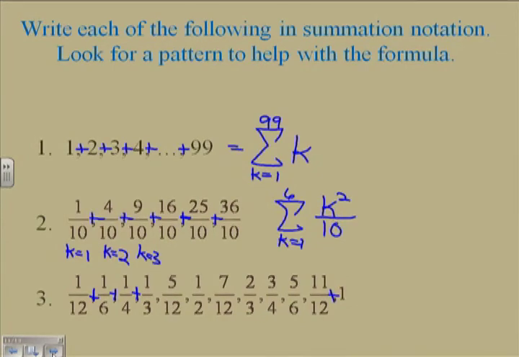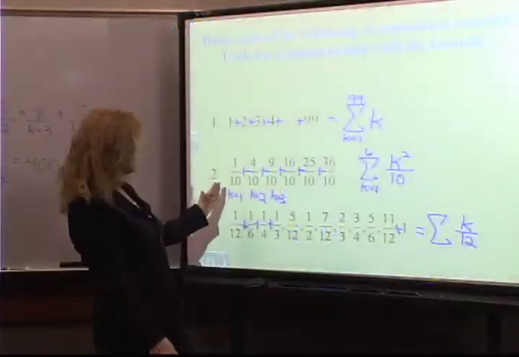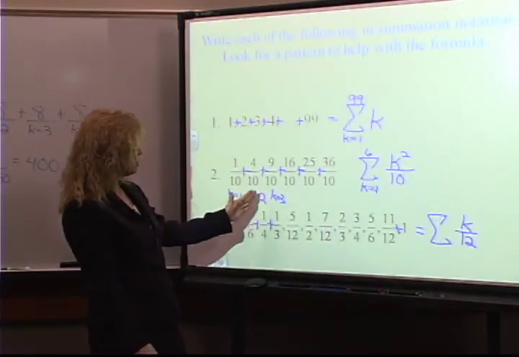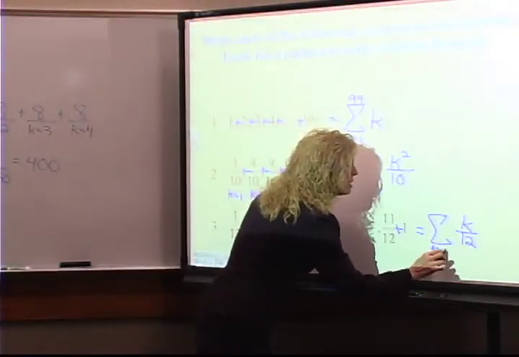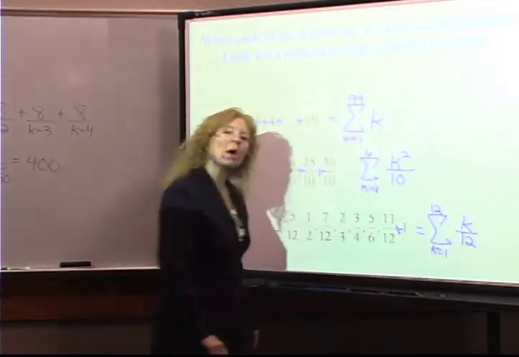Do you remember this guy from before? This is 1/12, 2/12, 3/12, 4/12, 5/12, 6/12. So we know that it is something over 12. Isn't it k each time? Because this is first term, second term, third term, fourth term. And k is going from 1 up to 12.